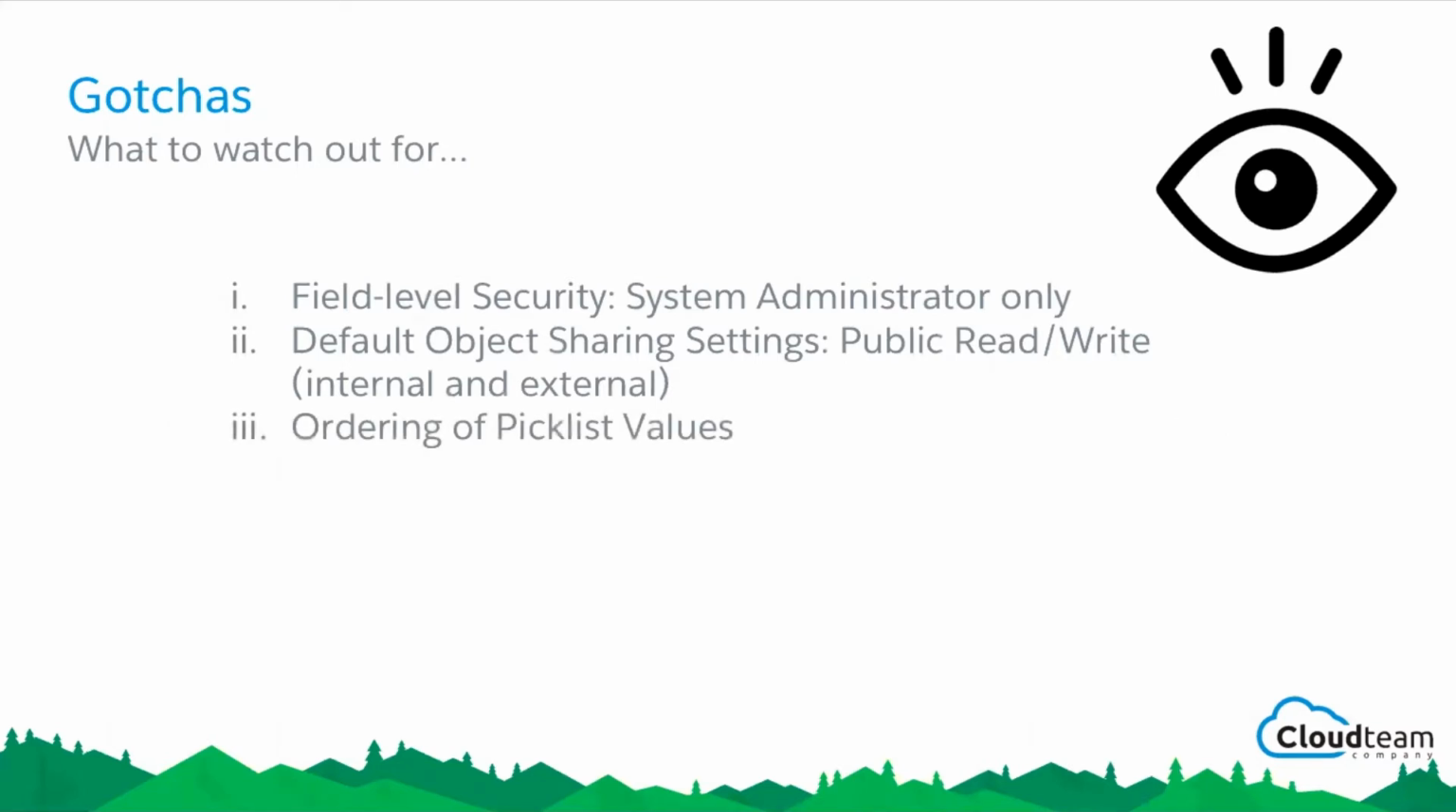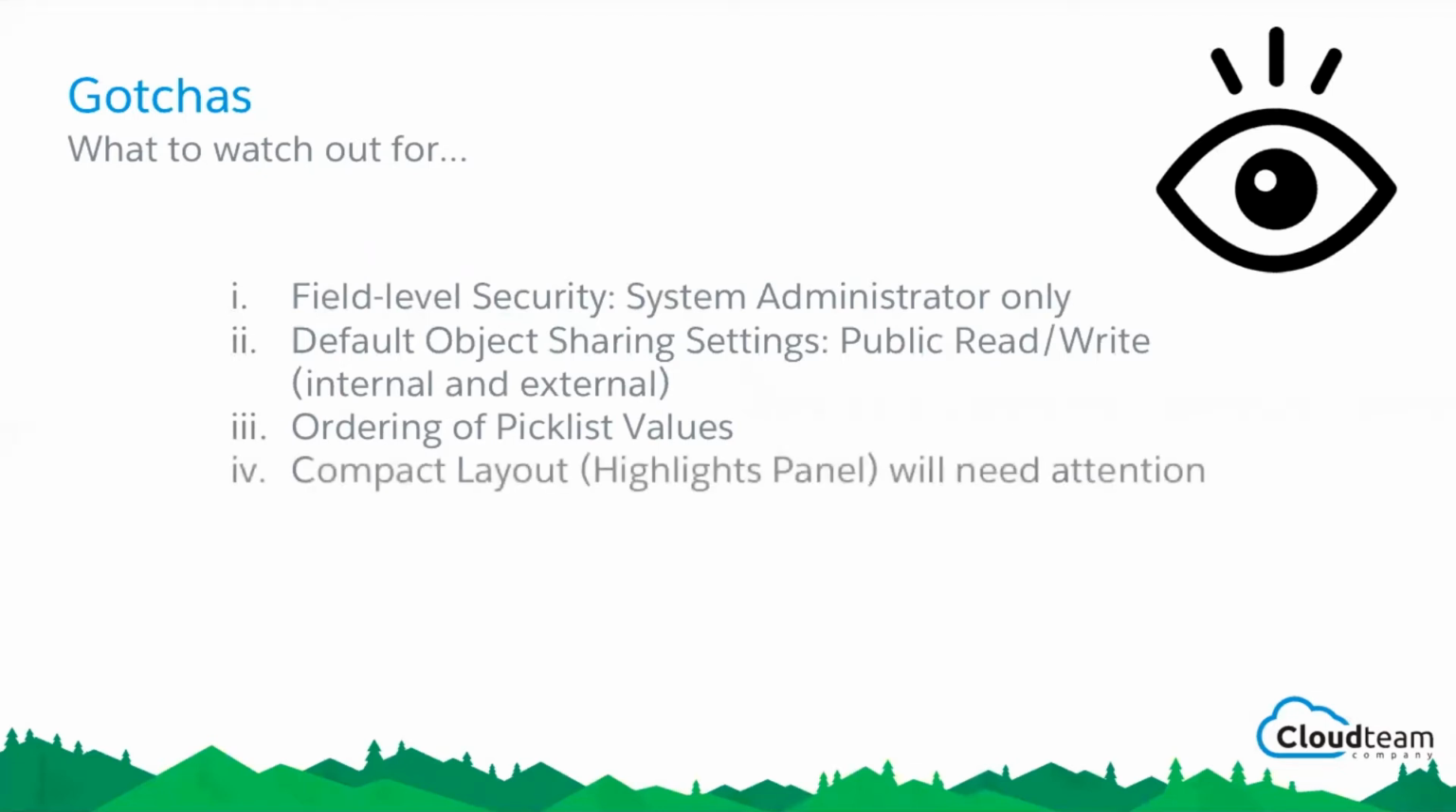Picklist values, as you saw, just default to as they were built. So as the records in the spreadsheet go into this database, whatever's first gets created at the top of the list. So you may have to think about ordering your Picklist values. The compact layout, which is the highlights panel, the top row in the Lightning page, will need some attention just to make it a bit tidier for you.